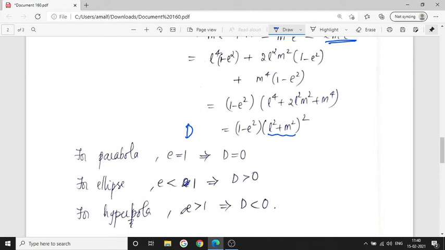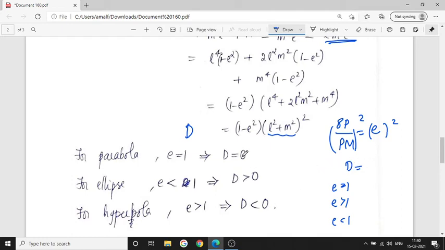And when you have a hyperbola, e is greater than 1, so e square is greater than 1. So 1 minus e square is negative, and the other factor is positive. Therefore d is going to be negative. So that gives the three cases. We started with sp by pm equal to 0. From this condition we took this and we have got the value of d. Now when e equal to 1, e greater than 1 and e less than 1, we have got the respective conditions on d.